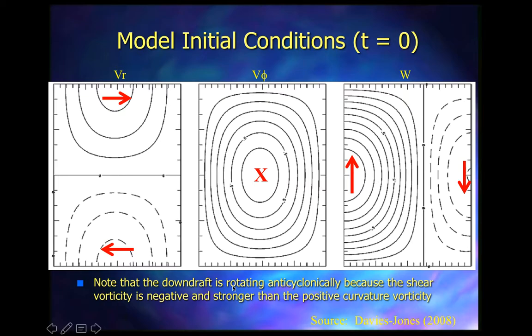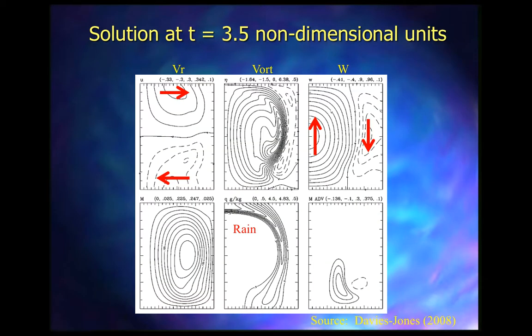And the downdraft is rotating anticyclonically because, again, we want the updraft to be cyclonic, the downdraft to be anticyclonic. Again, this is a balanced flow, will not change unless you perturb it somehow. Okay, so this is all a non-dimensional model. So what he did was he ran this to three and a half non-dimensional time units.